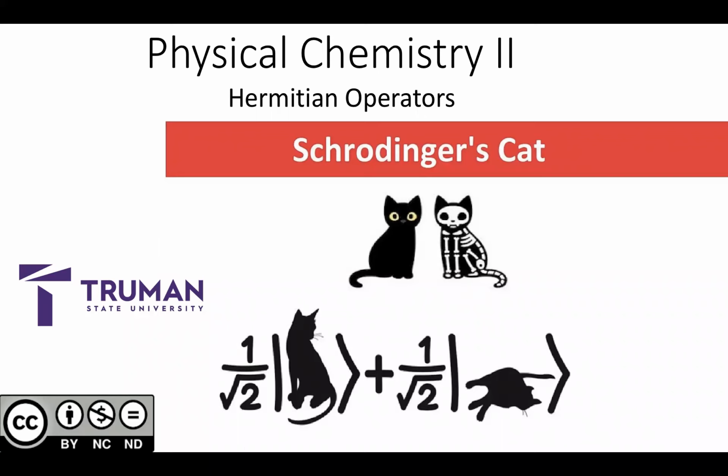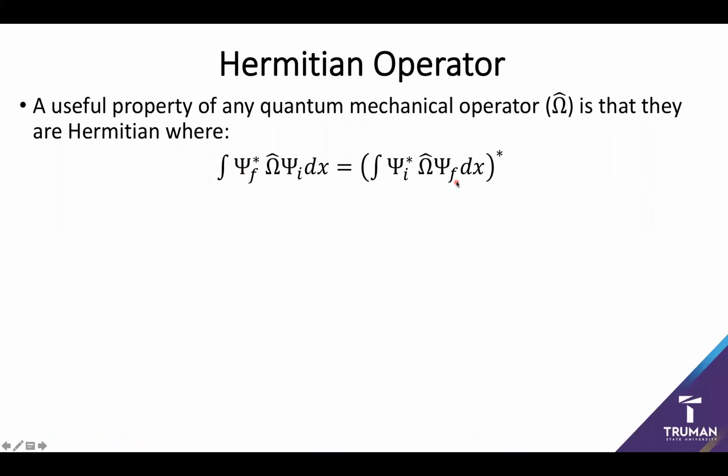So today we're going to be diving a little bit more into the nuances of quantum mechanical operators by talking about one very important feature of a quantum mechanical operator. And that's that every single one of them is something called a Hermitian operator. So this is kind of an advanced mathematical terminology.